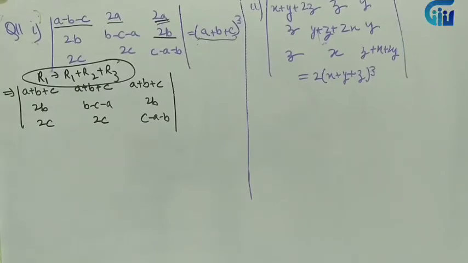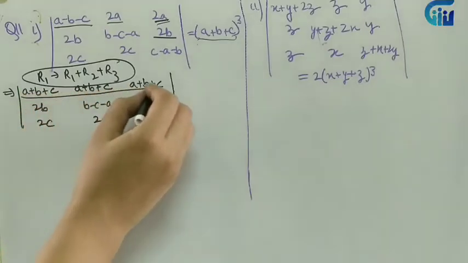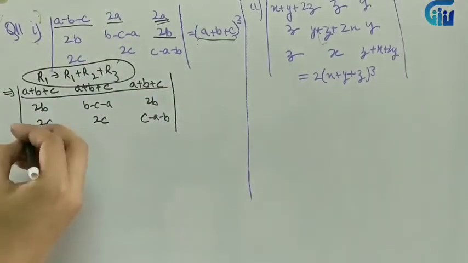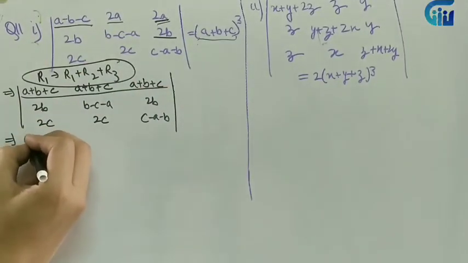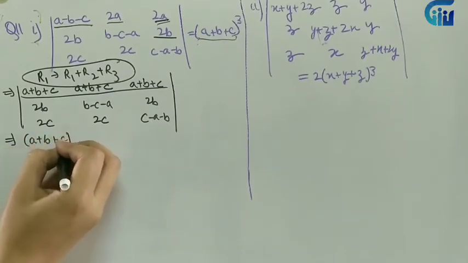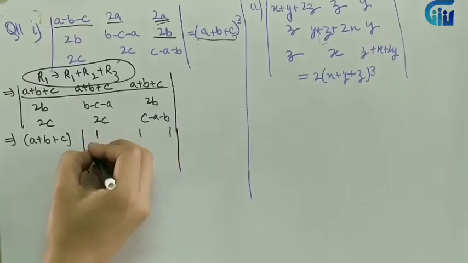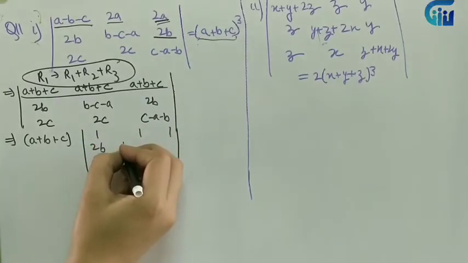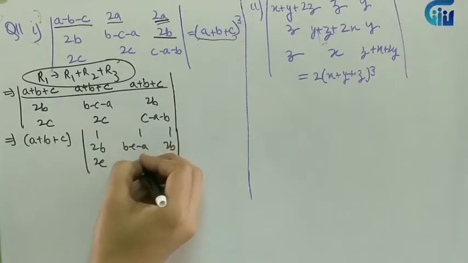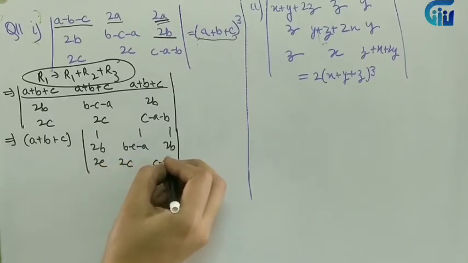And then further I'll be able to make zeros, right? So now let's take a plus b plus c common from R1. If I take a plus b plus c common from R1, what will I get? I'll get 3 ones over here. This will be 2b, 2c, b minus c minus a. This is 2b, this is 2c, this is c minus a minus b.